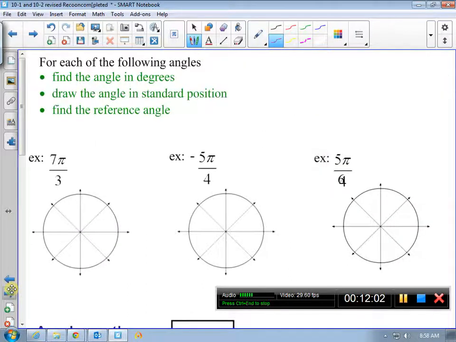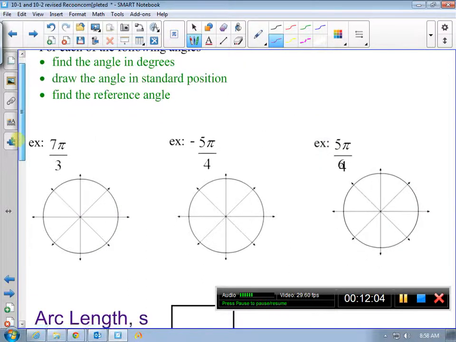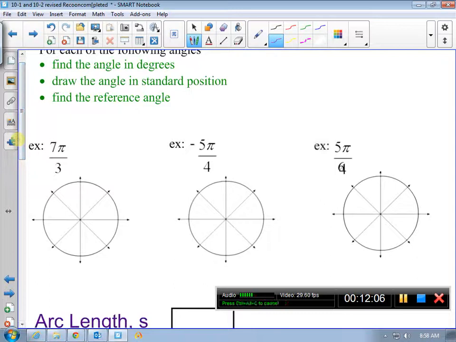On the next page, they'd like us to find the angle in degrees, so we're going to convert again. Then draw the angle in standard position, and then we're going to find the reference angle. And we're going to find that reference angle in terms of degrees and radians.